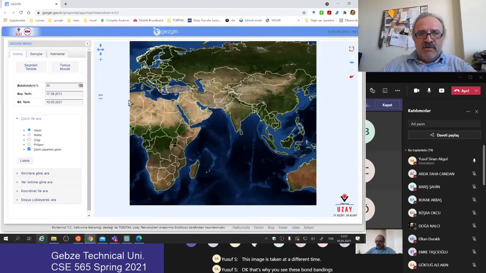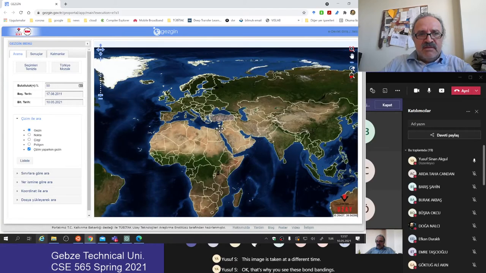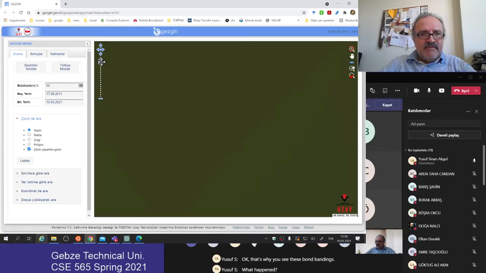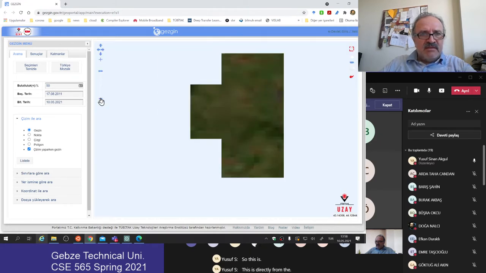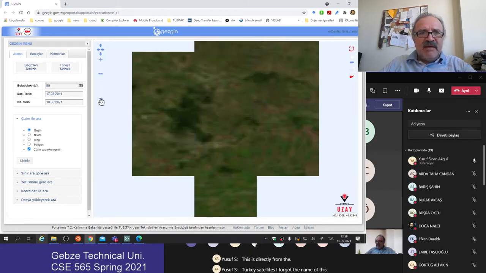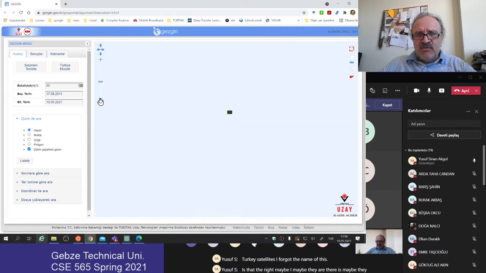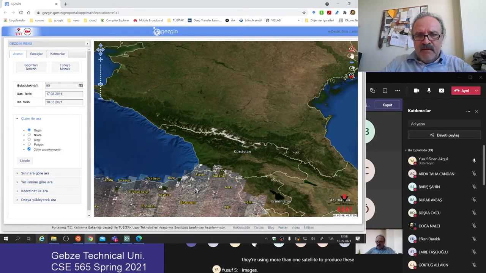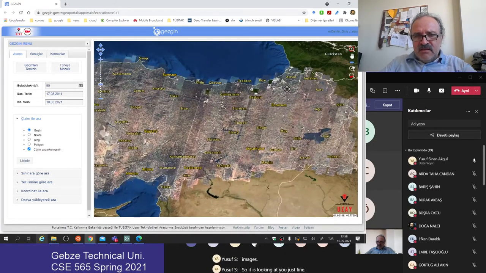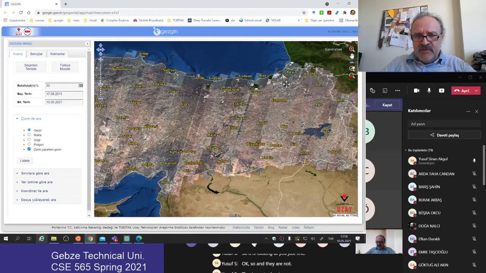Where did it go? What happened? This interface is not nice. So this is directly from the Turkish satellites. I forgot the name of this satellite. Maybe they are using more than one satellite to produce these images. Oh, it is looking at Georgia. And they are not releasing any information about the other parts of the world. They have it, but they don't release it.